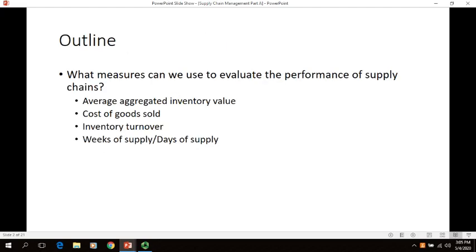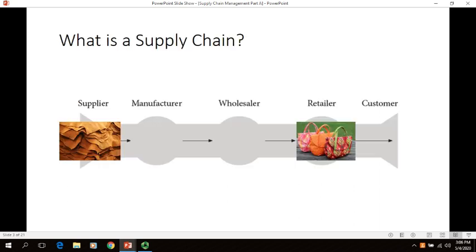In this chapter, we're going to ask the following question. What measures can we use to evaluate the performance of supply chains? To answer this, we're going to use four different measures: average aggregated inventory value, the cost of goods sold, inventory turnover, and the weeks of supply or days of supply.